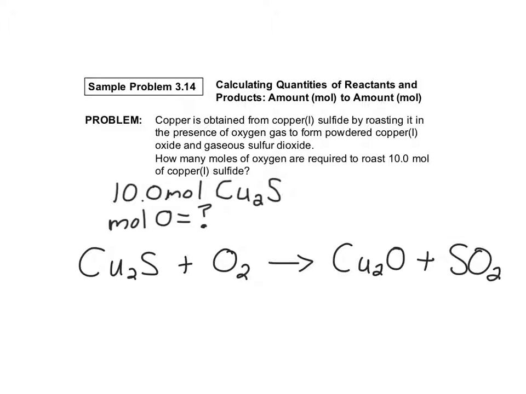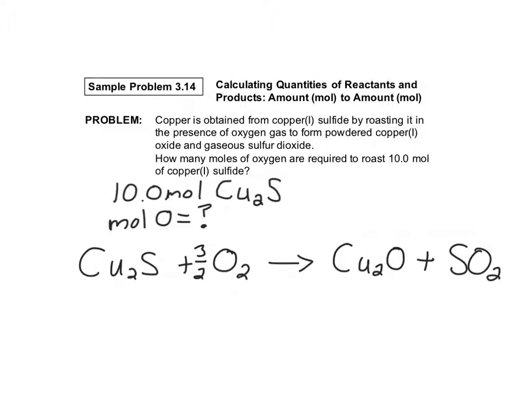So now I've got to check to see if this thing is balanced. I've got 2 coppers on the left. I've got 2 coppers on the right. I've got 1 sulfur on the left. I've got 1 sulfur on the right. I've got 2 oxygens on the left. I've got 3 oxygens on the right. So my oxygens are not balancing out. So how can I turn 2 into 3? I just have to multiply that by 3 halves, right?